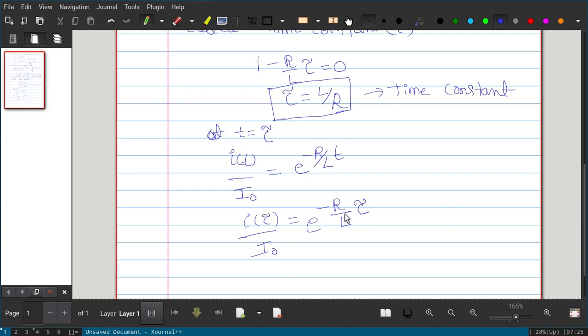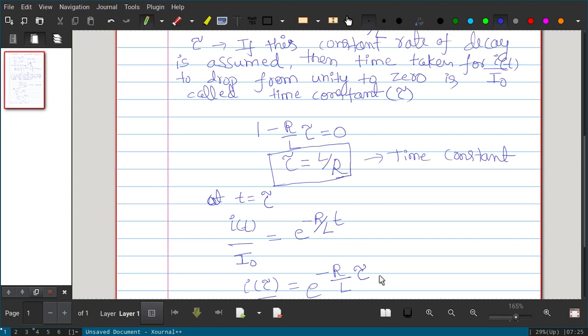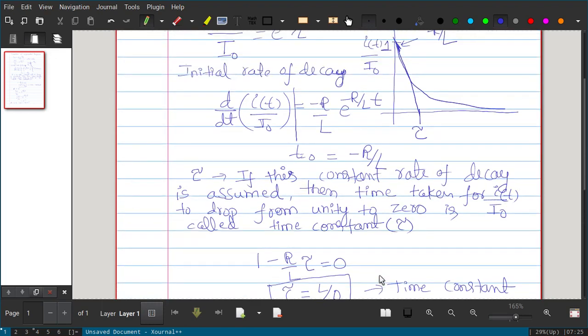So what is this value? Tau value we have, it is L by R. So if you substitute that, you will get e power minus 1. So at t equal to tau, I of tau is nothing but I naught into e power minus 1. So what does it mean? We have calculated a time constant tau by assuming that if the initial rate of decay continues, current will reach 0 after tau time.